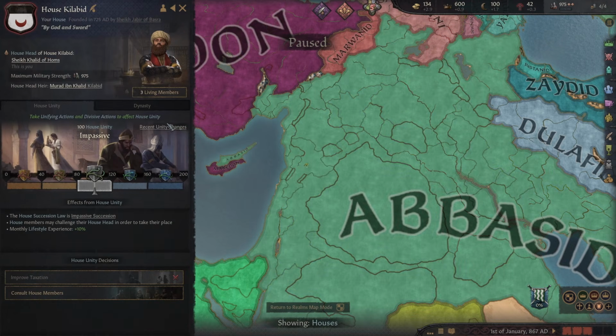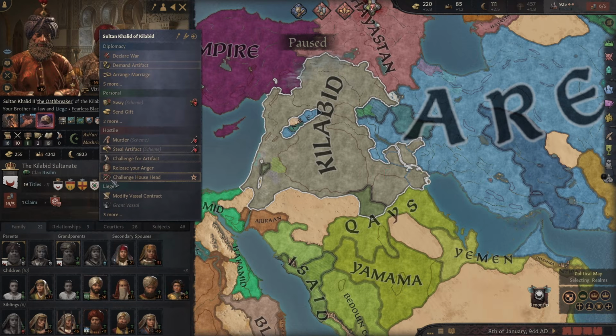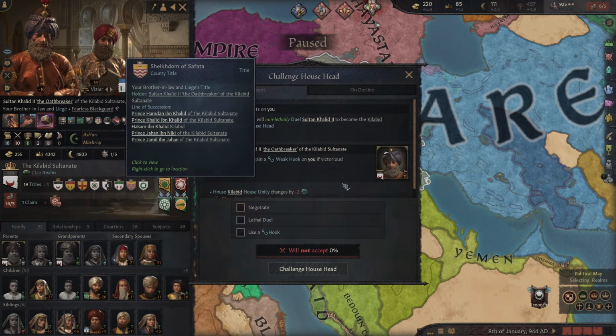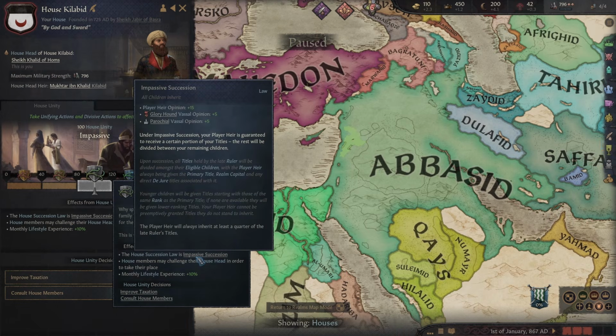At impassive, the house unity effects are the mildest. You get a bonus to lifestyle experience, house members can potentially challenge the house head for leadership of the house. If you challenge the house head, you can try to either duel them or try to convince them to step down. And you get impassive succession.